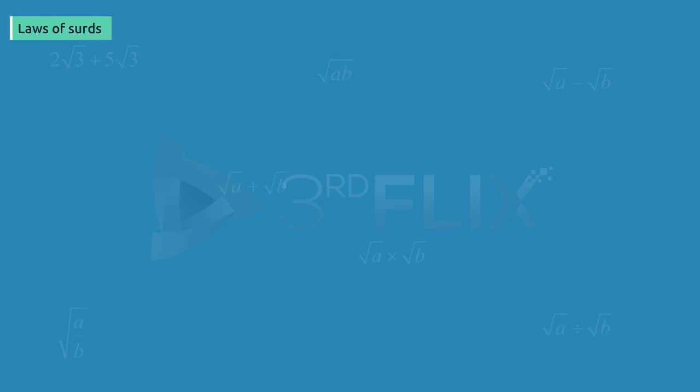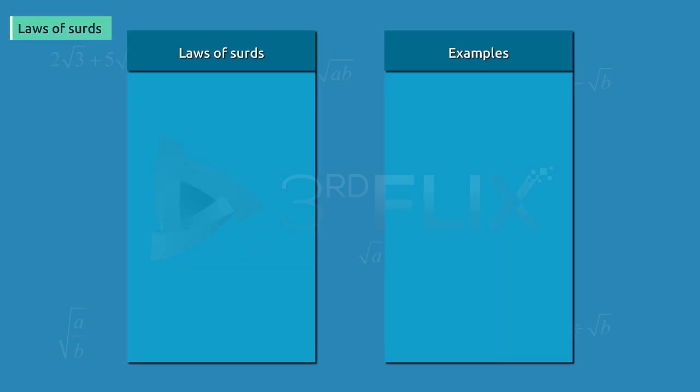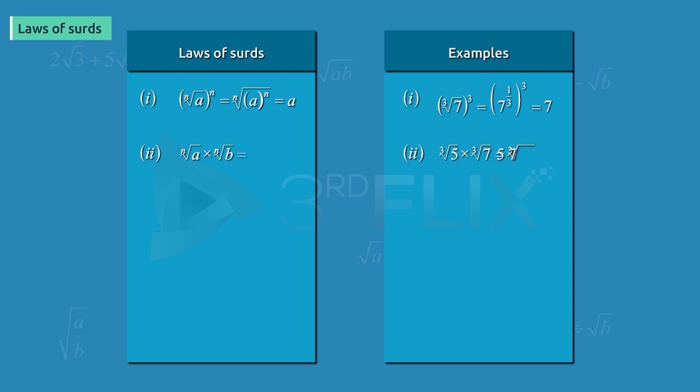Laws of surds. Nth root of a whole power n equals nth root of a power n equals a. Nth root of a into nth root of b equals nth root of ab. Here, order should be the same. Nth root of a divided by nth root of b equals nth root of a by b.